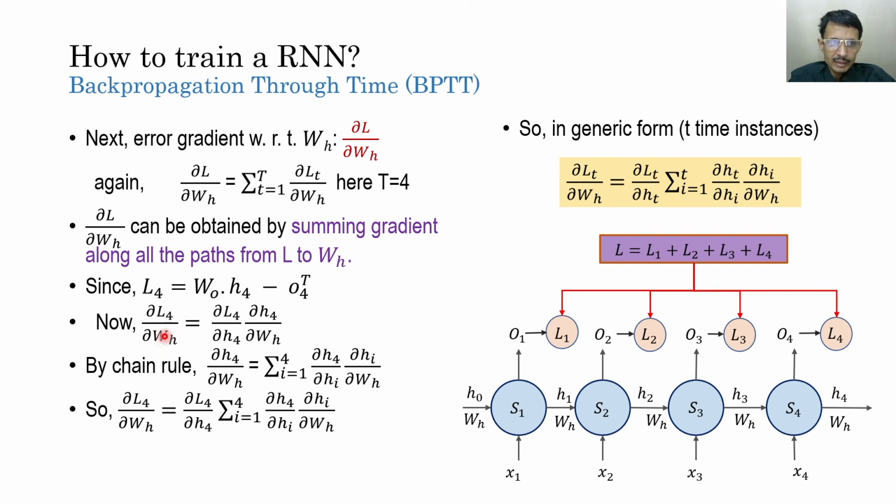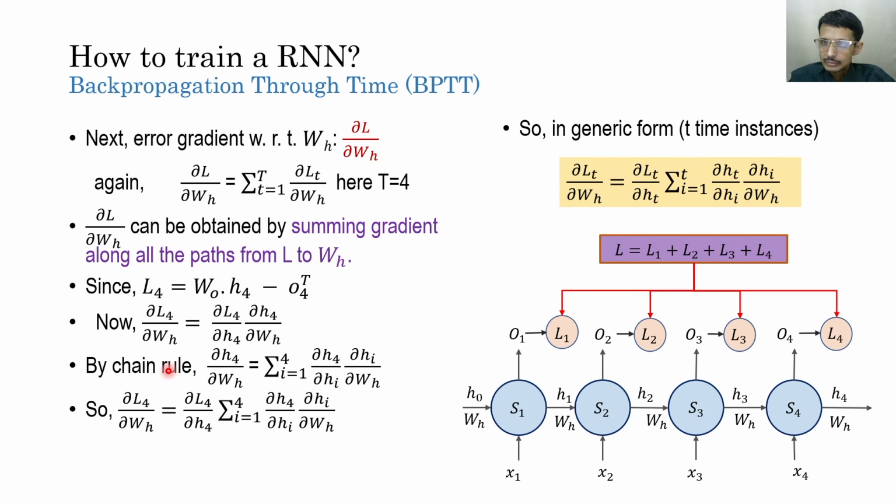Now what is ∂L4/∂WH? If we take the derivative of ∂L4 with respect to ∂H4, it is ∂L4/∂H4 into ∂H4/∂WH. This is just the chain rule, nothing else. Now what we have to find out is this ∂H4/∂WH.